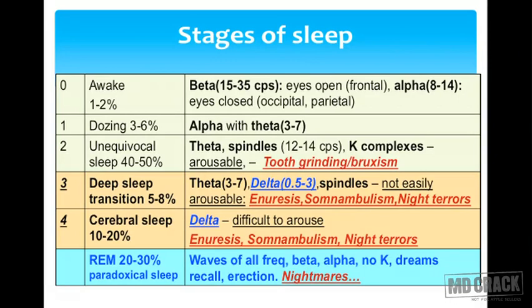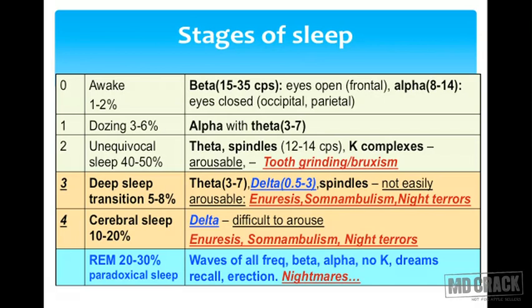Have a look at the table and let's revise once again. The non-REM sleep 0, 1, 2, 3, 4: awake, dozing, unequivocal sleep, deep sleep transition, and cerebral sleep. Please follow me with the last column as you go down and down. In the stage 0, there is beta and alpha. In the stage 1, alpha and theta. In the stage 2, theta and spindles and K complexes. In the stage 3, theta and delta. And the final, that is stage 4, only delta.